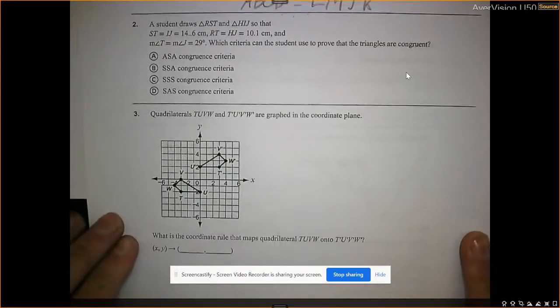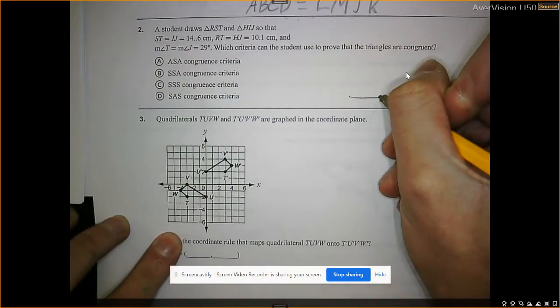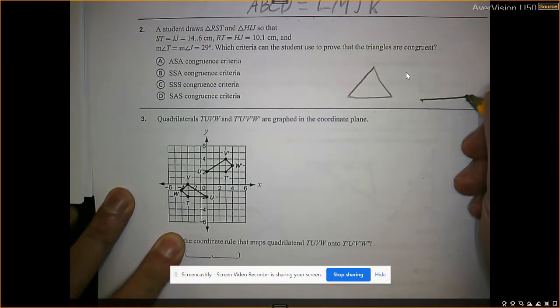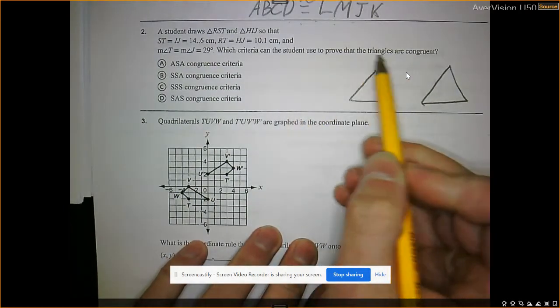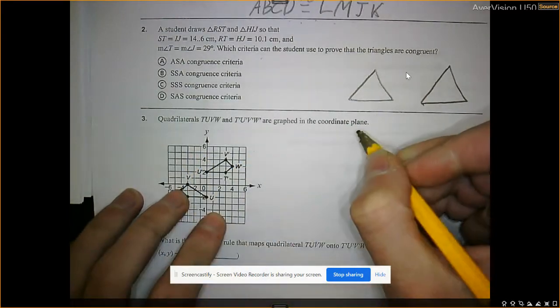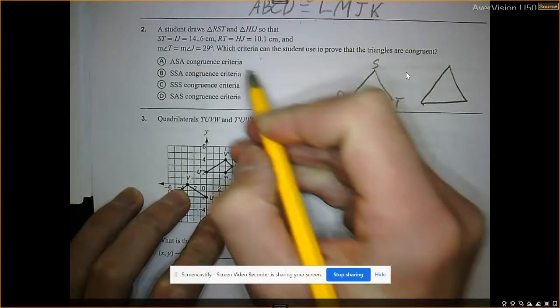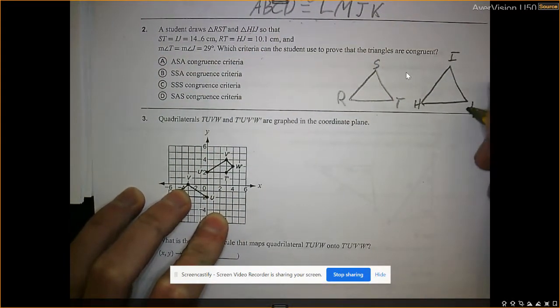Moving on down to number 2, we have two triangles, and I would always recommend drawing them. And it does not matter if you draw them to scale. I'm just drawing two triangles. I don't know if they're congruent or not yet. Well, I guess they are because it's saying which criteria can the student use to prove that the triangles are congruent. But I'm just going to go ahead and label these things. So I'll call this one triangle RST, and the other one is HIJ.